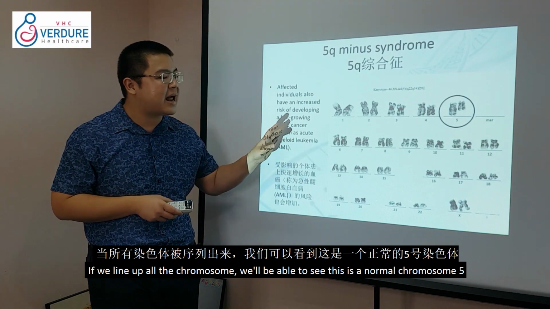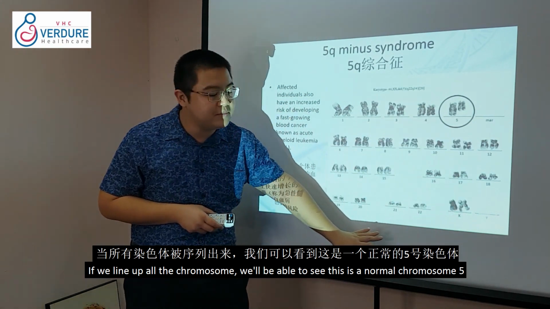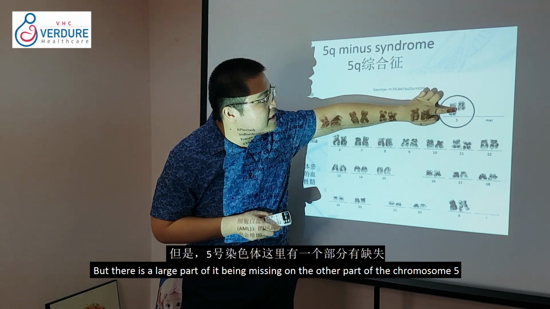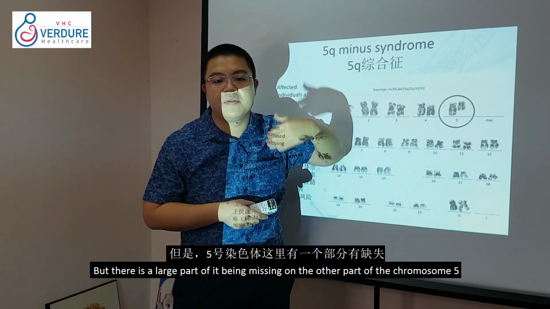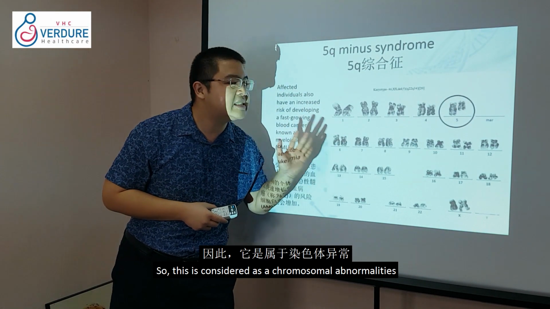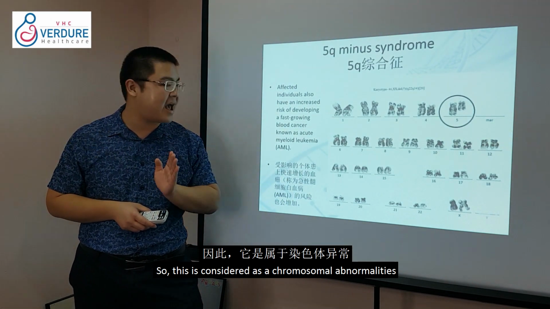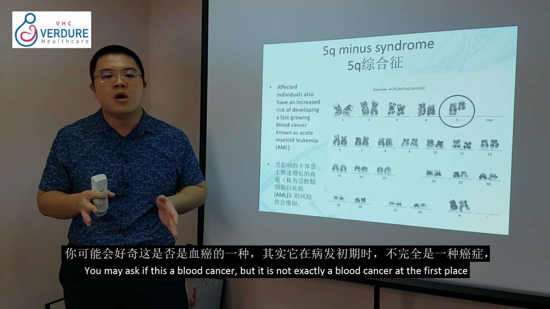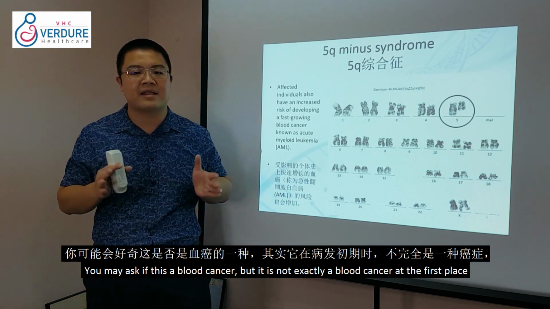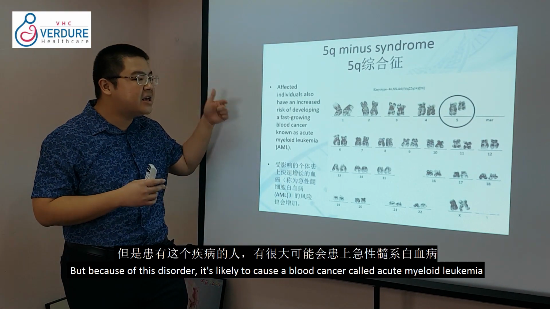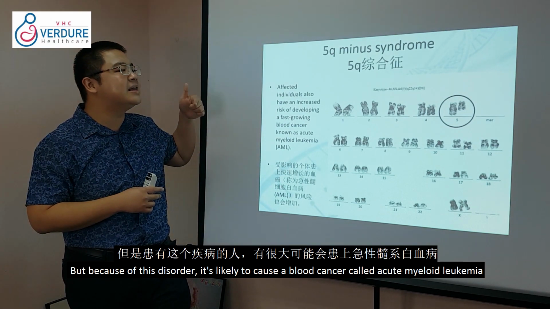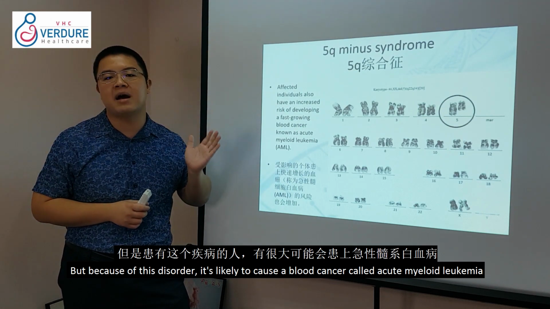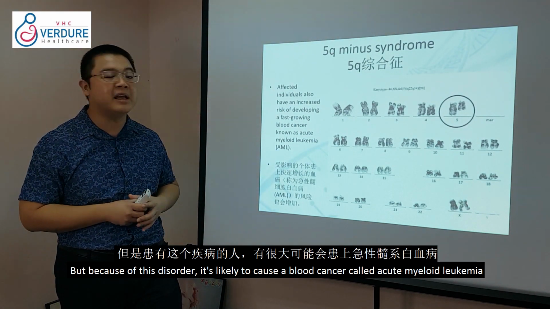Anyway, if we line up all the chromosomes, we will be able to see this is the normal chromosome 5, but there is a large chunk of it missing on the other chromosome 5. So this is considered a chromosomal abnormality. But you might ask, is this blood cancer? Well, it is not exactly blood cancer in the first place, but because of these disorders, it's likely going to cause a blood cancer called acute myeloid leukemia. Again, this kind of blood cancer, it increases the risk.